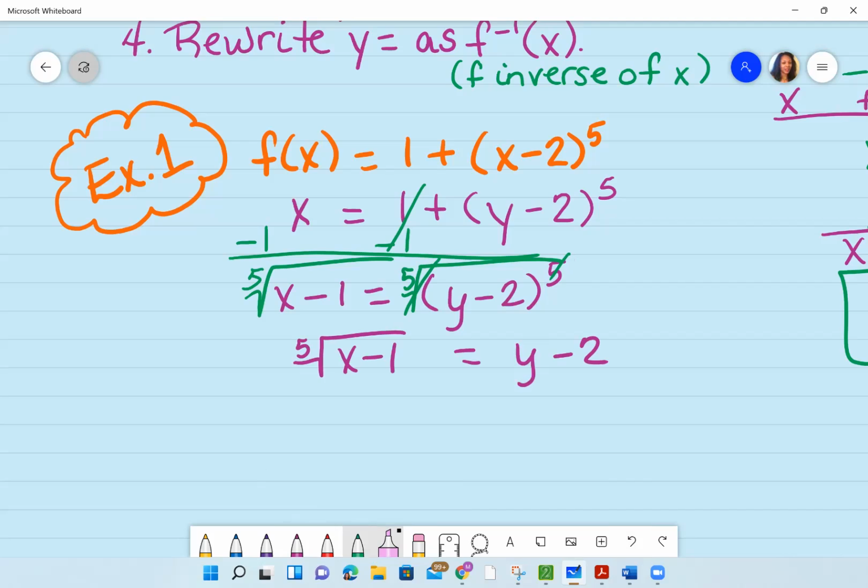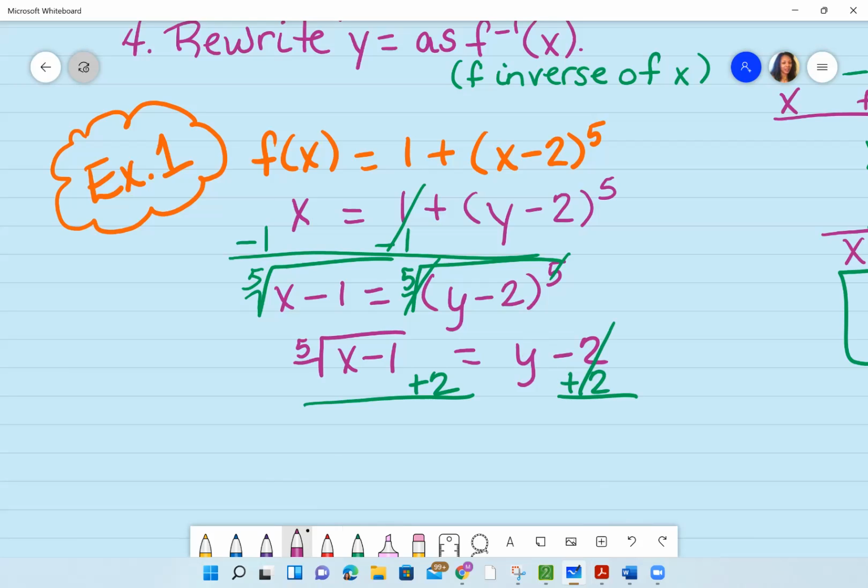What's stopping it from being by itself? This -2. So now I have to change it to a +2. What I do to one side, I do to the other. I cannot combine those because the -1 is under the radical. So it is not a constant that I can combine with it. So now y is by itself. However, my directions ask me to rewrite it as f inverse of x. So that's what I'm going to do.